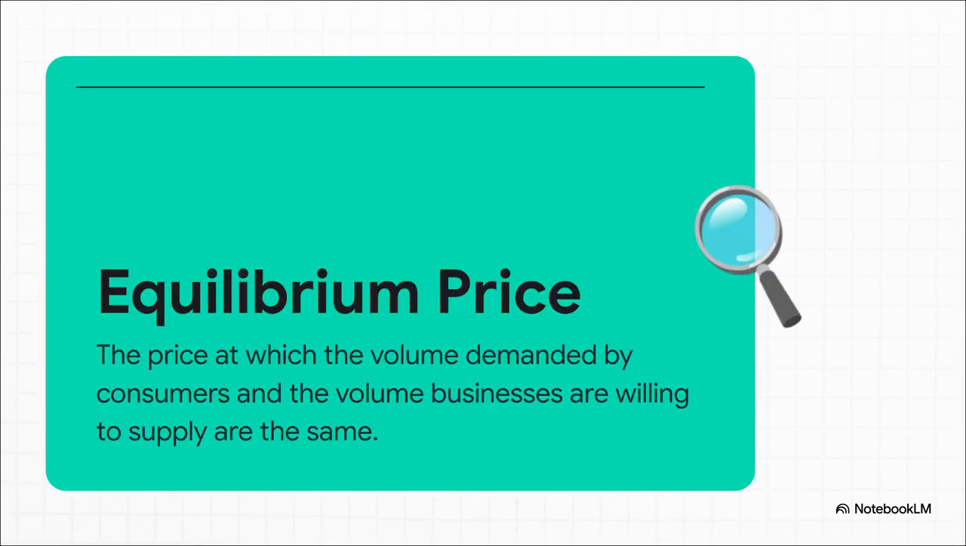So what happens when these two forces, demand and supply, meet? You get what's called the equilibrium price. It's kind of like the sweet spot. It's the exact price where the amount of stuff people want to buy is perfectly equal to the amount of stuff businesses want to sell. This is where the market naturally settles, with no major shortages and no huge piles of unsold goods.